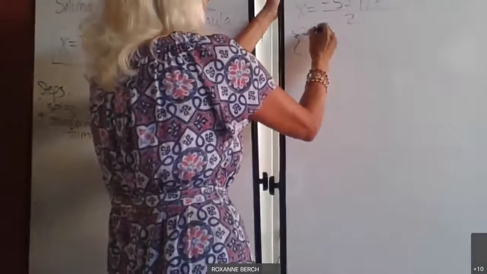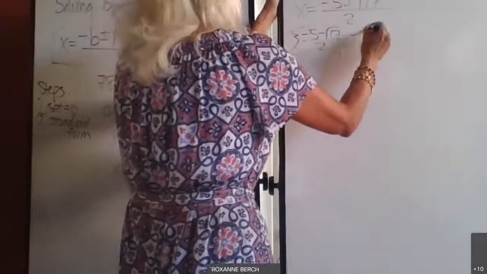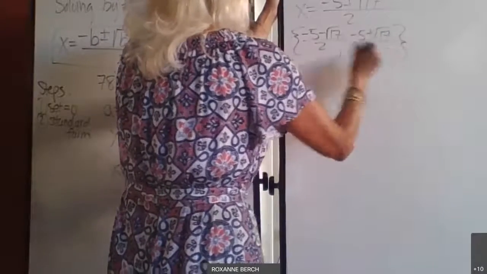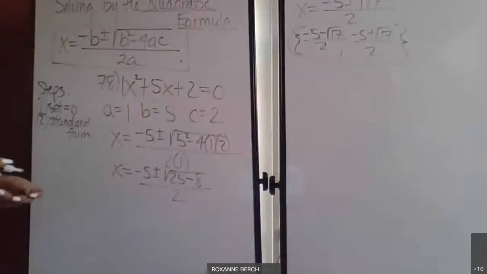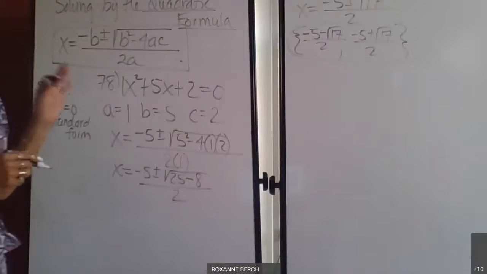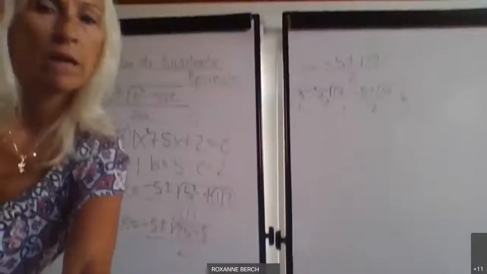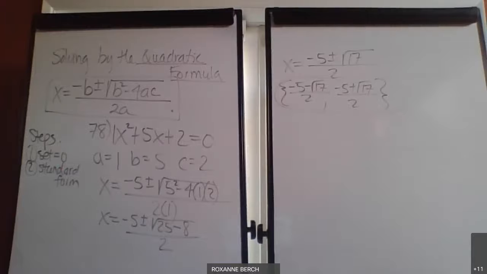It's negative 5 minus square root of 17 over 2, and it's negative 5 plus square root of 17 over 2. And this problem could not have been factored. And you can't use the square root method because of that x. So you'd have to use completing the square or the quadratic formula.